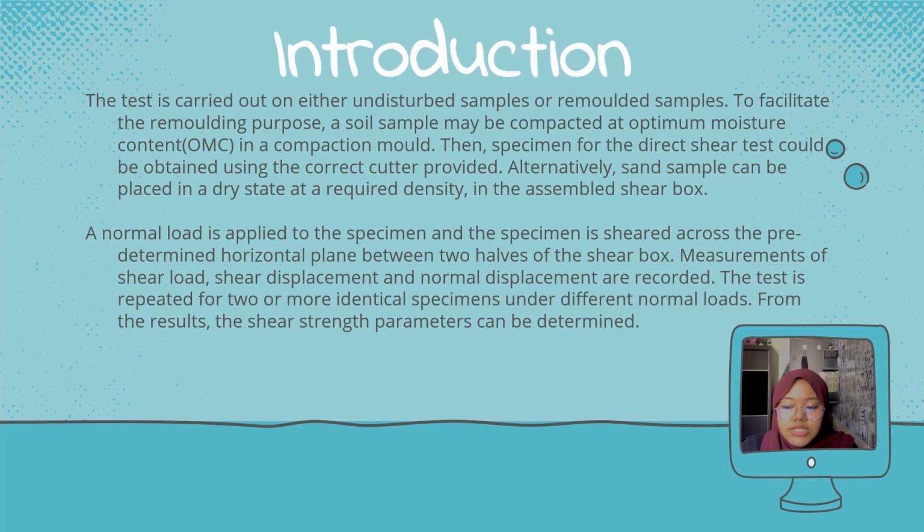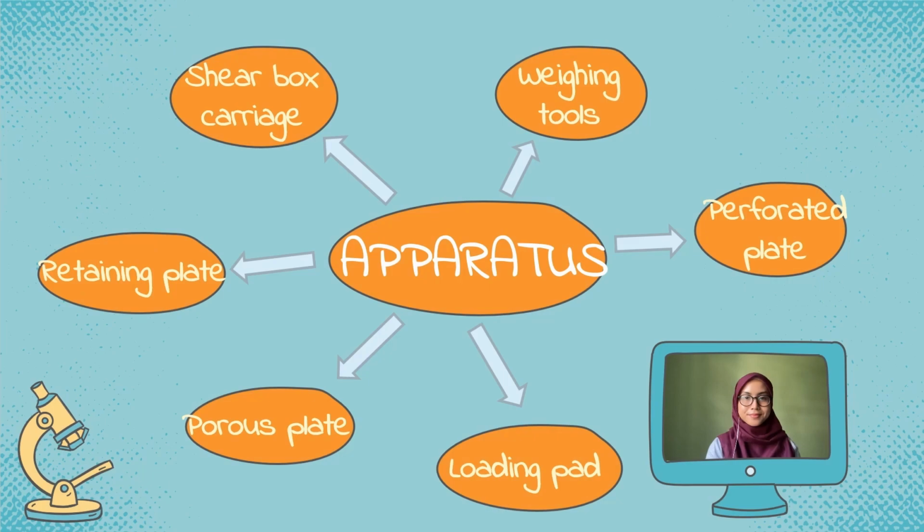Measurements of shear load, shear displacement and normal displacement are recorded. The test is repeated for two or more identical specimens under different normal loads. From the results, the shear strength parameters can be determined. For apparatus, we use shear box carriage, retaining plate, porous plate, perforated plate, loading pad, and weighing tools.